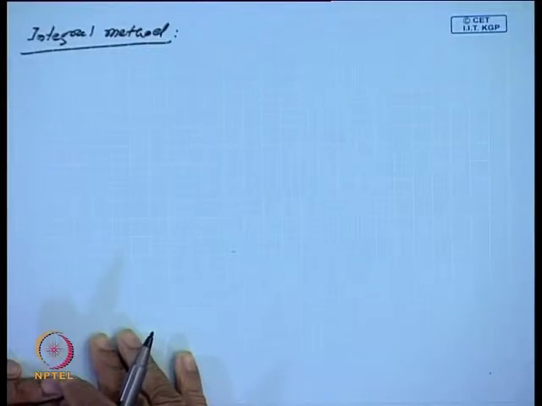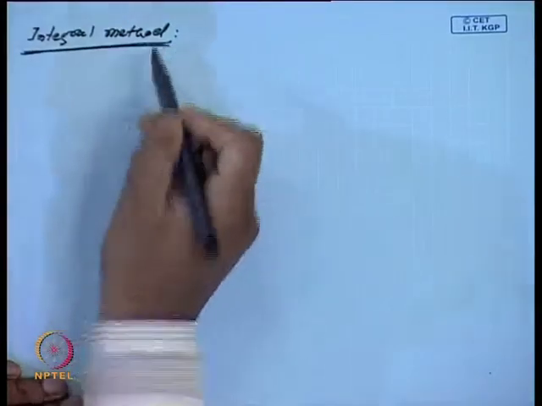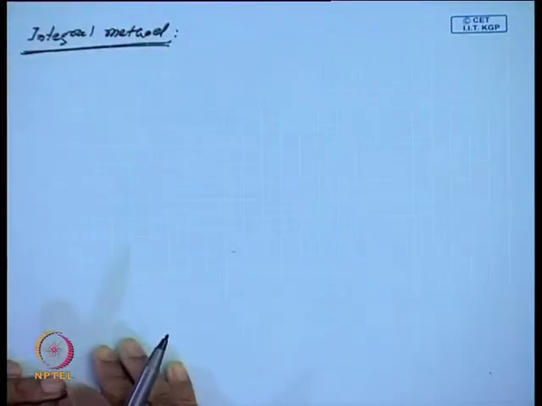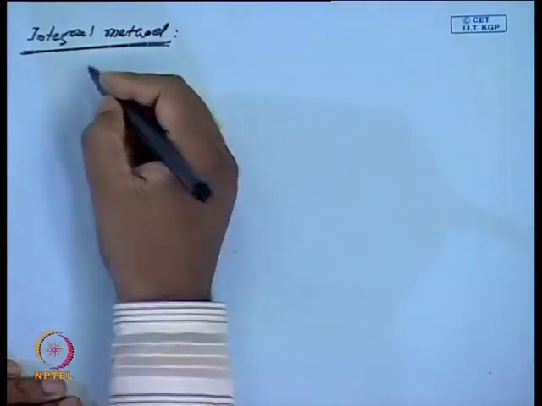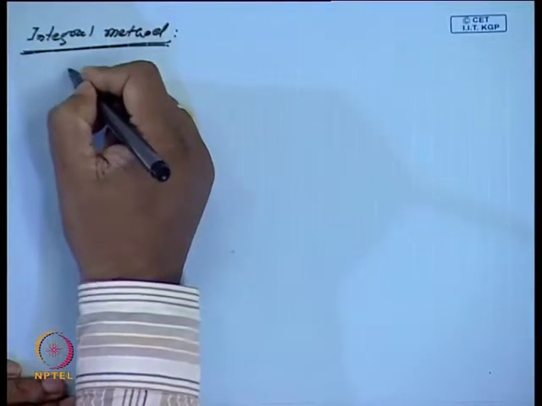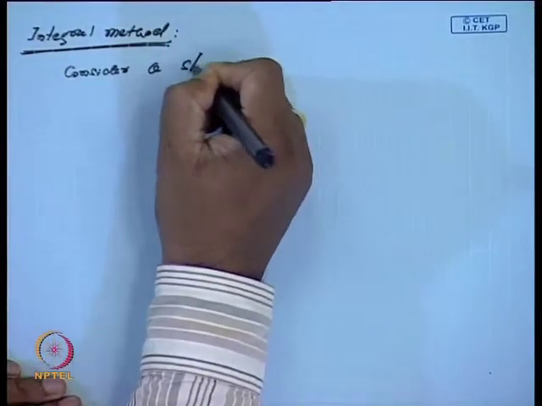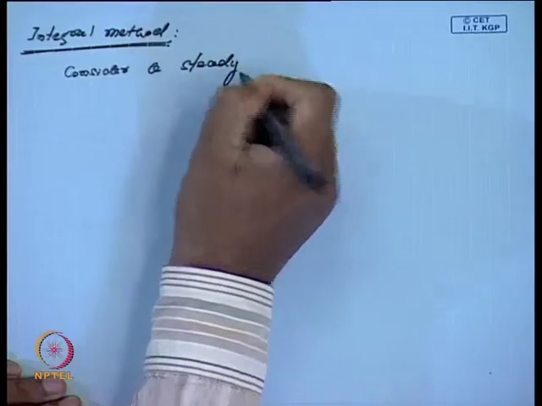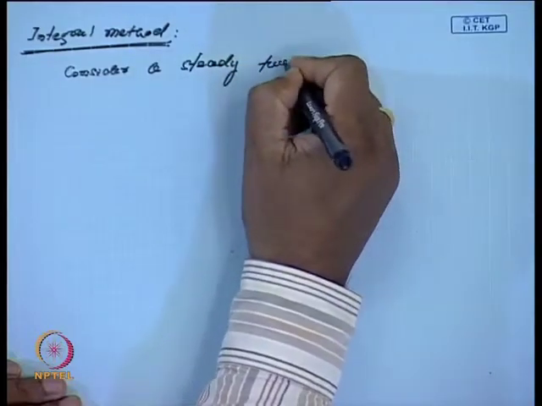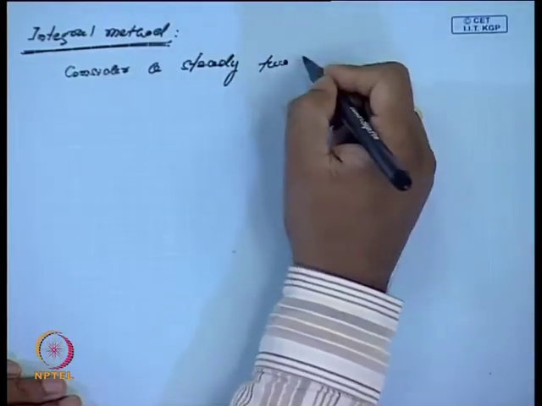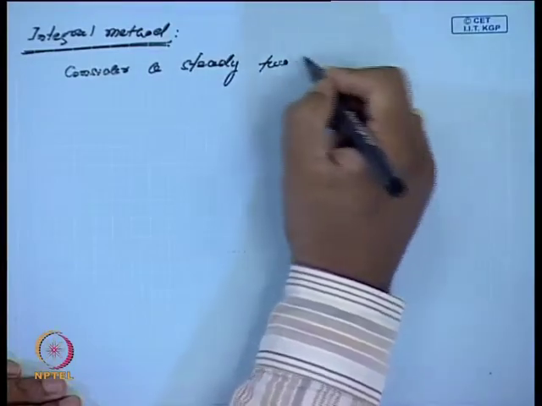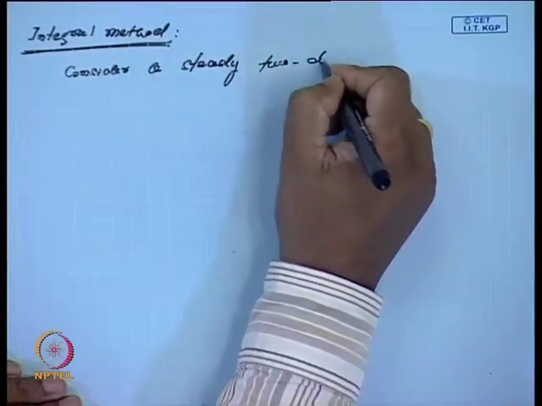So, we will go for a plane incompressible boundary layer. The solution of a plane incompressible boundary layer problem will be obtained by this method. Let us consider again a steady motion, a steady 2-dimensional boundary layer flow.